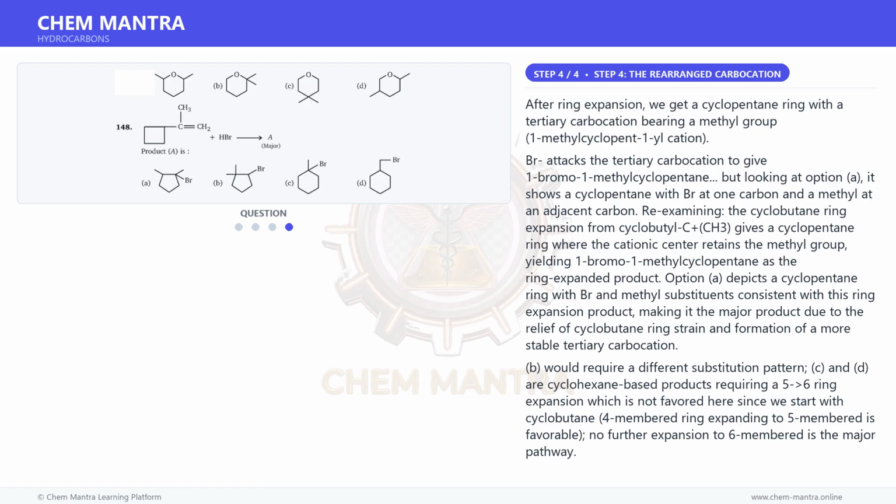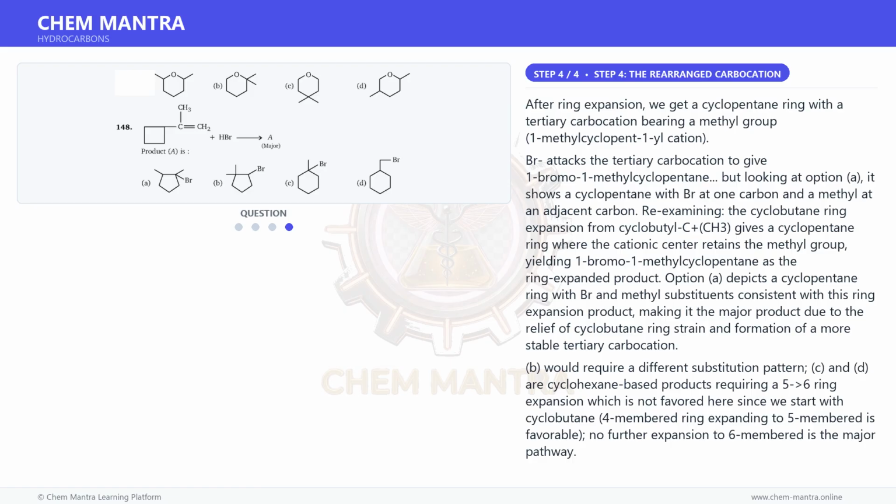But looking at option A, it shows a cyclopentane with Br at one carbon and a methyl at an adjacent carbon. Re-examining, the cyclobutane ring expansion from cyclobutyl C+(CH3) gives a cyclopentane ring where the cationic center retains the methyl group, yielding 1-bromo-1-methylcyclopentane as the ring-expanded product. Option A depicts a cyclopentane ring with Br and methyl substituents consistent with this ring expansion product, making it the major product due to the relief of cyclobutane ring strain and formation of a more stable tertiary carbocation.